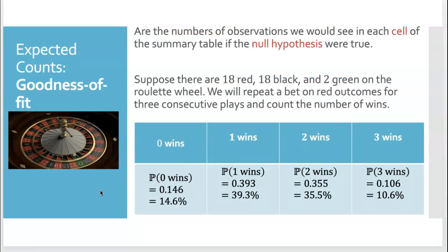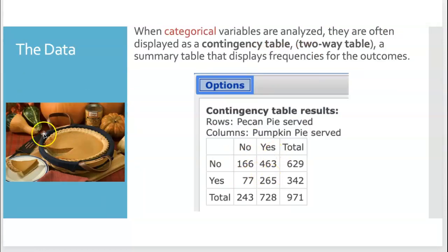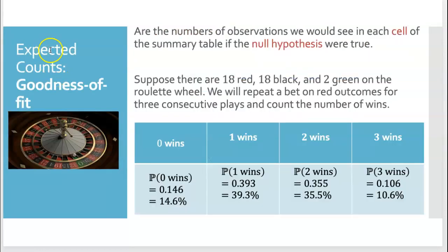Usually what we do is we compare what we observe to what we expect. So how do we get these expected counts? They are the numbers of observations we would see in each cell of the summary table if the null hypothesis were true.